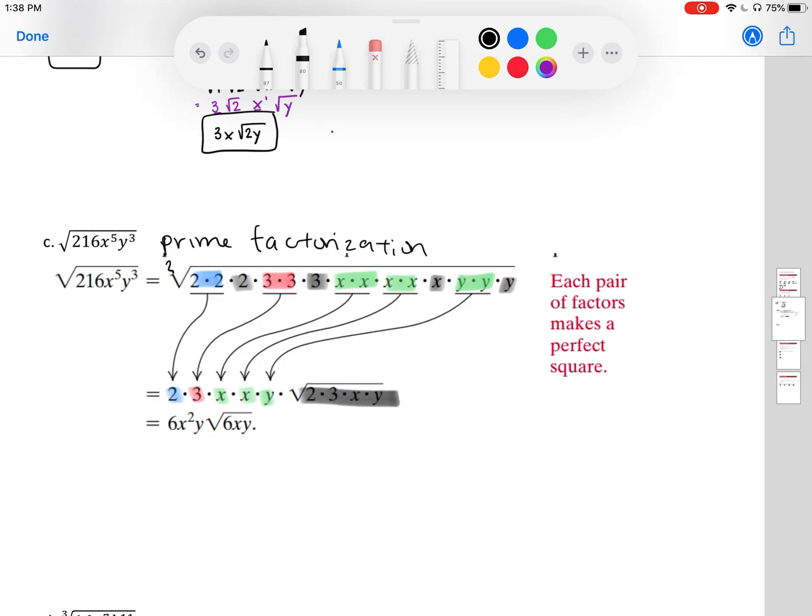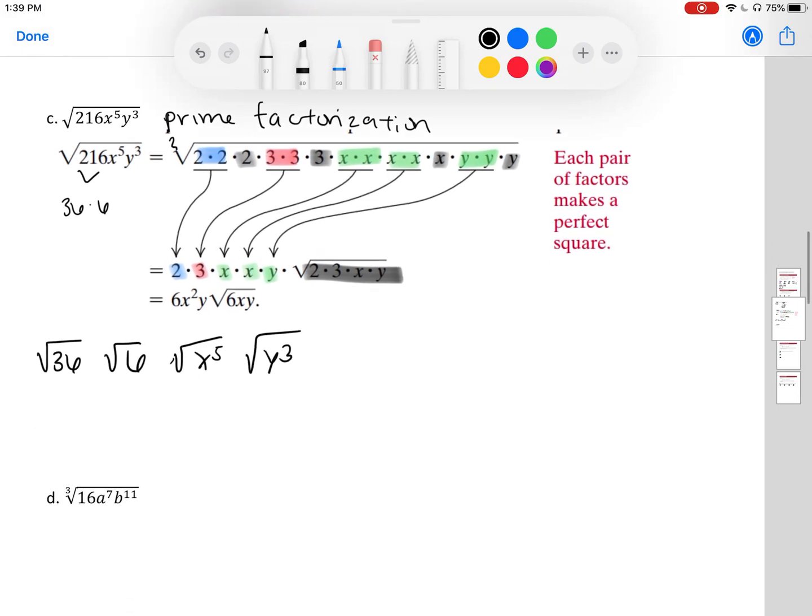Another way to think about it is start breaking down things, well, your numbers at least. I know I can get 216 from 36 times 6. And if you're not too sure, you can start with 4 and work your way up. So I have the square root of 36, the square root of 6, times the square root of x to the 5th power, and the square root of y to the 3rd power.